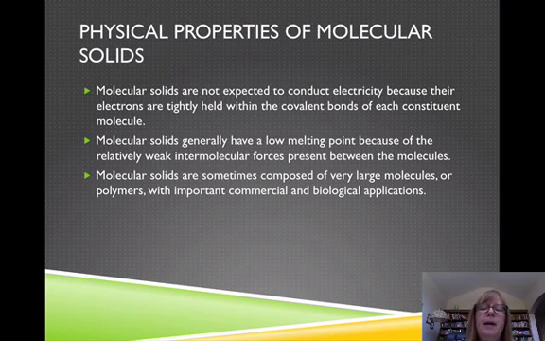Now, molecular solids can be some very large molecules sometimes, so their dispersion forces can get pretty large because their electron clouds can get pretty large, but they're called polymers, and they're important in commercial and biological applications. But again, they don't conduct electricity. They have relatively low melting points and so forth.